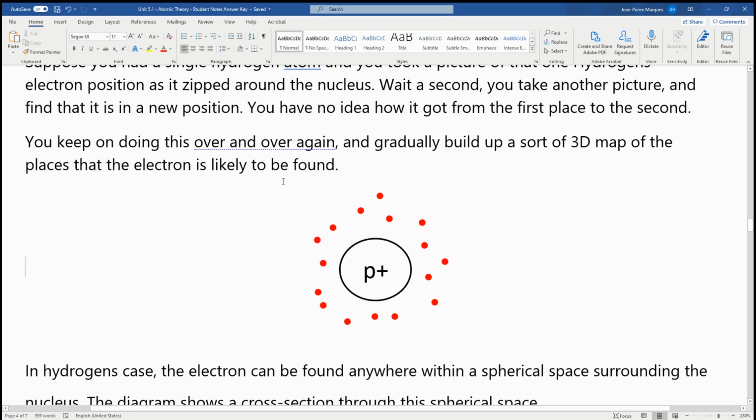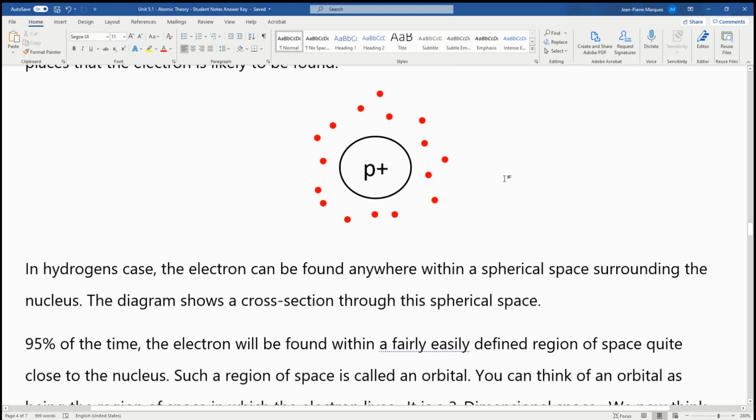Okay? So we keep on taking this picture over and over again, and eventually we build up a kind of 3D map of the places the electron is likely to be found. In the case of hydrogen, we will typically find this electron anywhere within a spherical space surrounding the nucleus. And again, how do you define an orbital? Well, an orbital is not just a pathway, it is simply a mathematical probability: a 95% or greater probability that I'll find an electron in this particular given area or region of space.